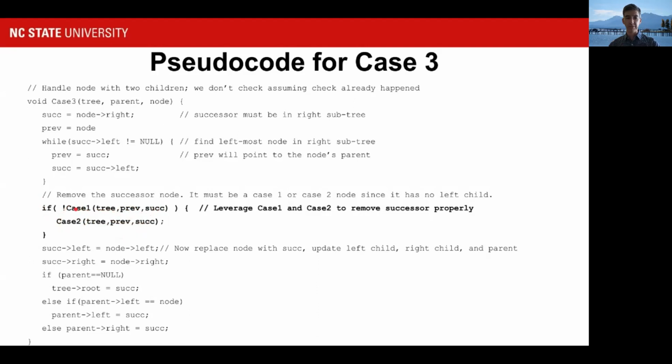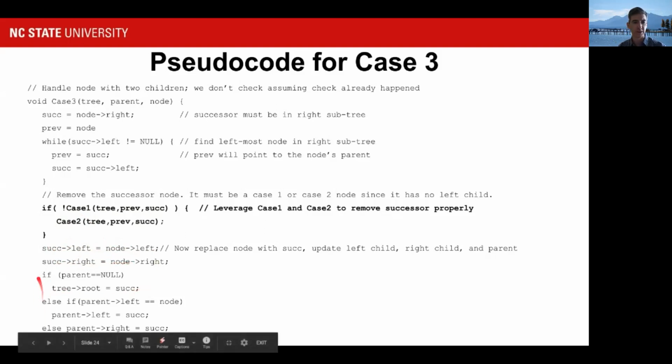Then we're left with a successor node that we can stick in the tree where our node currently is. So the successor node is available to be used. We simply set the left of the successor to be the left of the node. We set the right of the successor to be the right of the node. Then we do the same logic we've been doing where we ask, are we removing the root node? If we are, then the root becomes the successor. If we're not removing the root and the node is on the left of the parent, then the parent's left pointer becomes equal to the successor node, else the parent's right pointer becomes equal to the successor node. And then at that point, we're done with case 3.